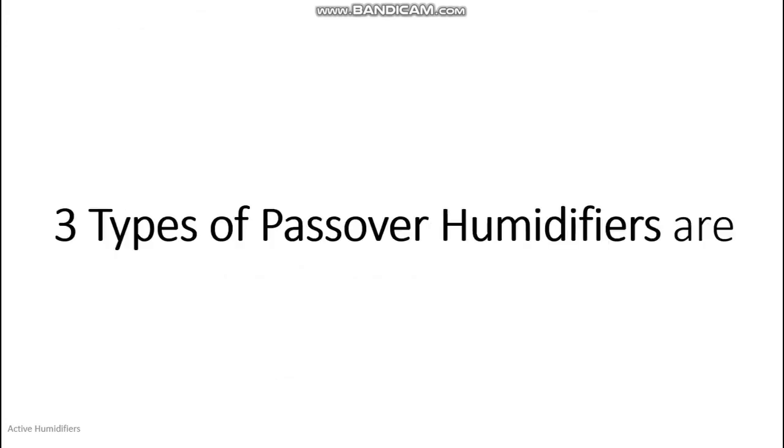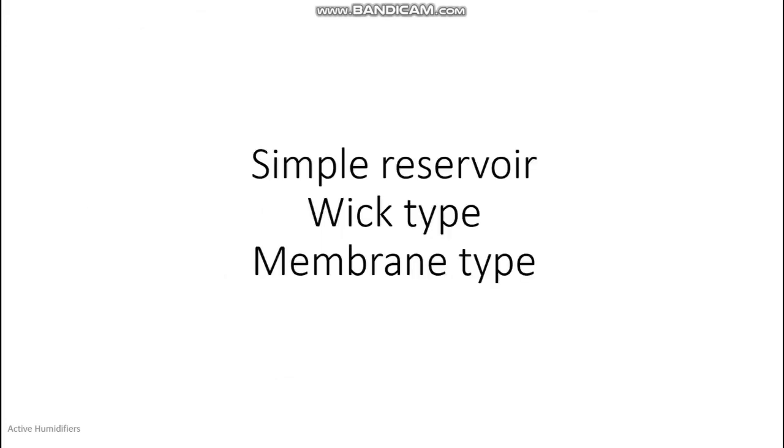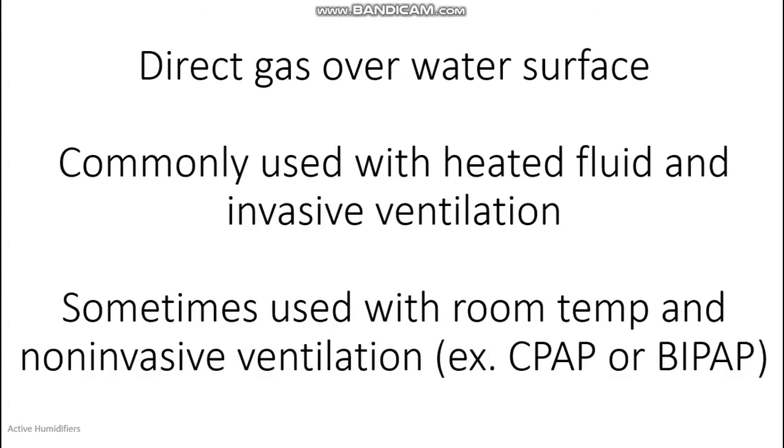3 types of passover humidifiers are: simple reservoir, wick type, and the membrane type. Simple reservoirs direct gas over water surface. They are commonly used with heated fluid and invasive ventilation. And they are sometimes used with room temp and non-invasive ventilation, 2 examples being CPAPs or BiPAPs.